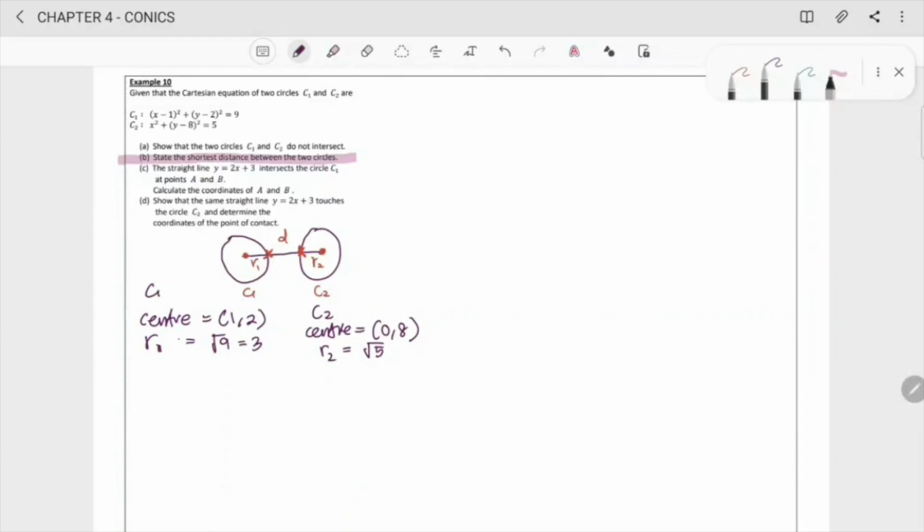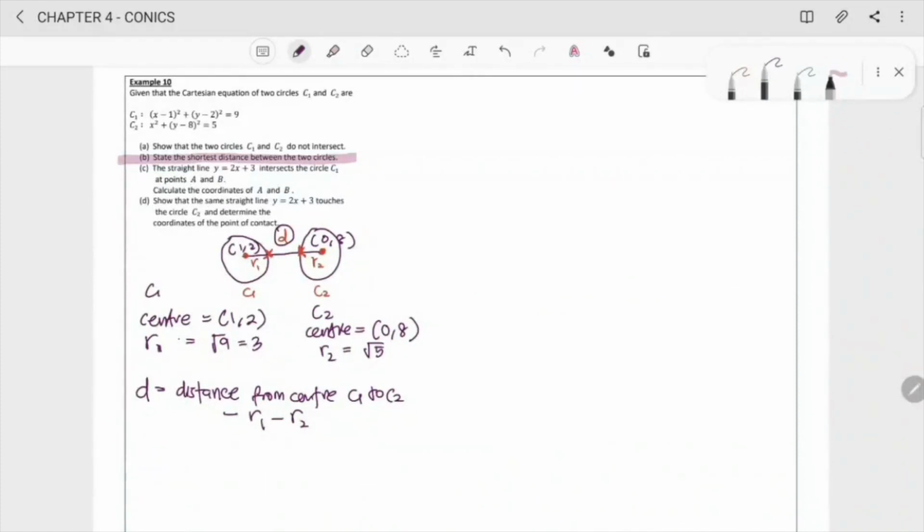As we know, the center of C1 is (1, 2) and this one is (0, 8). So we are going to find the distance from the center of C1 to the center of C2. Then we are going to subtract R1 and R2. So hopefully we are going to find D. D as a distance, we can have it by the distance from center C1 to C2 minus R1 minus R2. So first we find the distance from center C1 to C2.